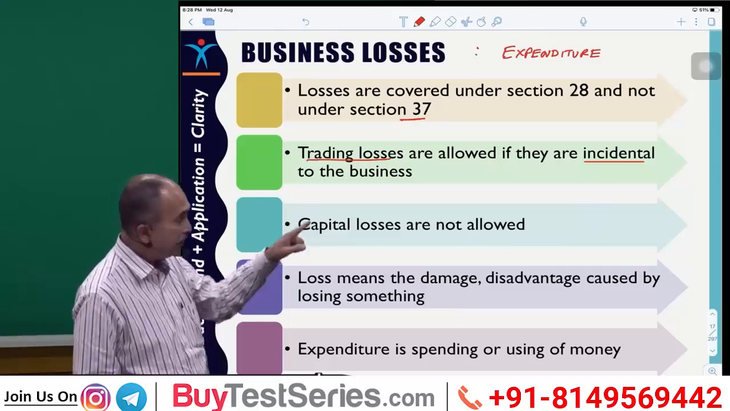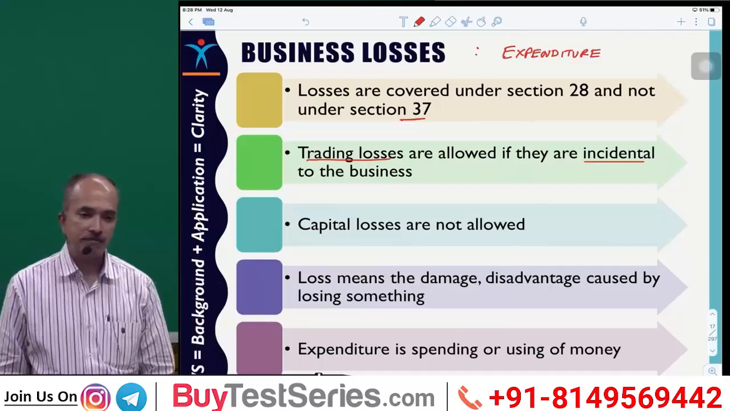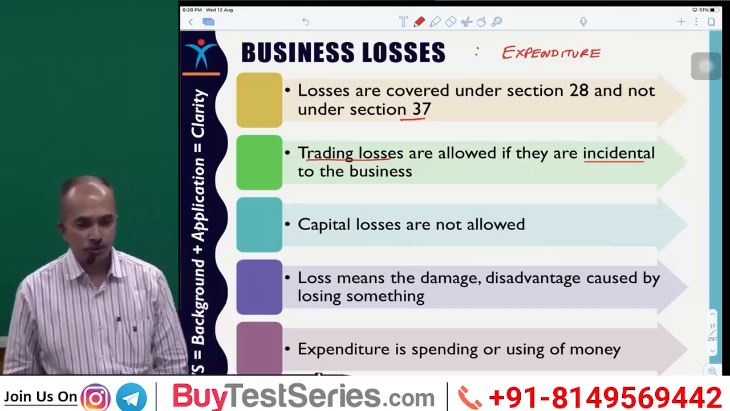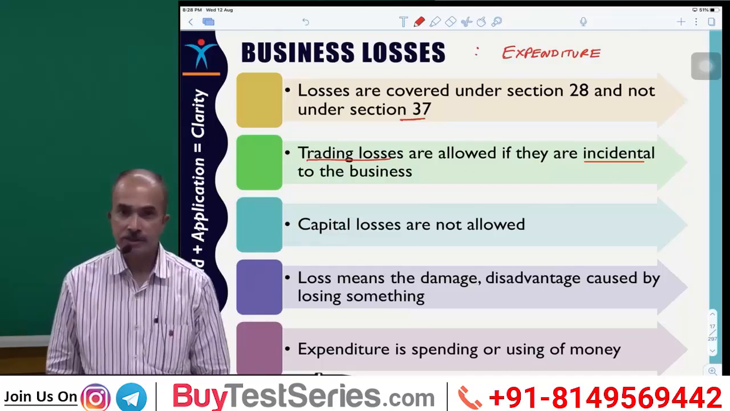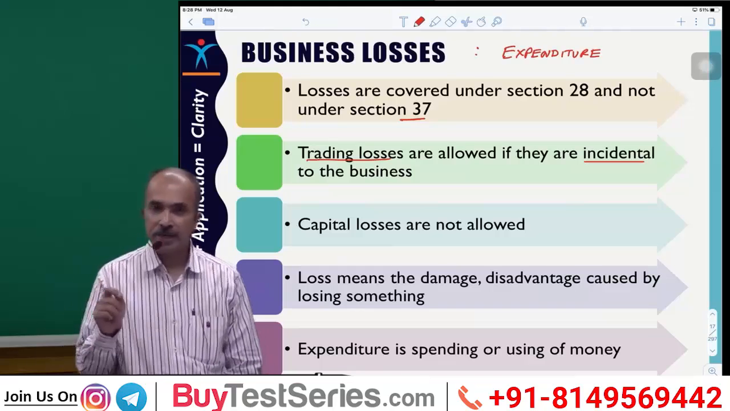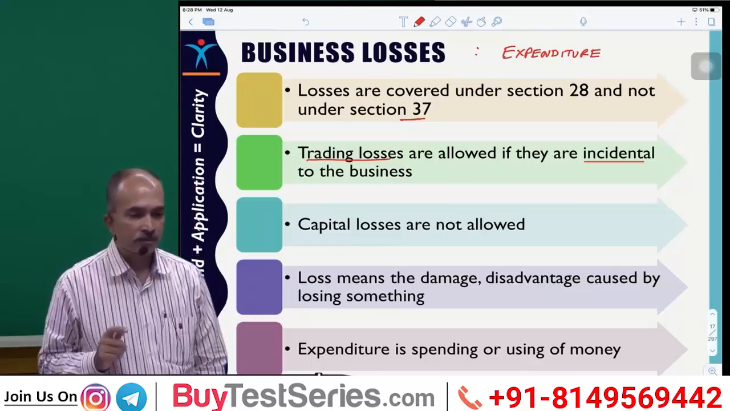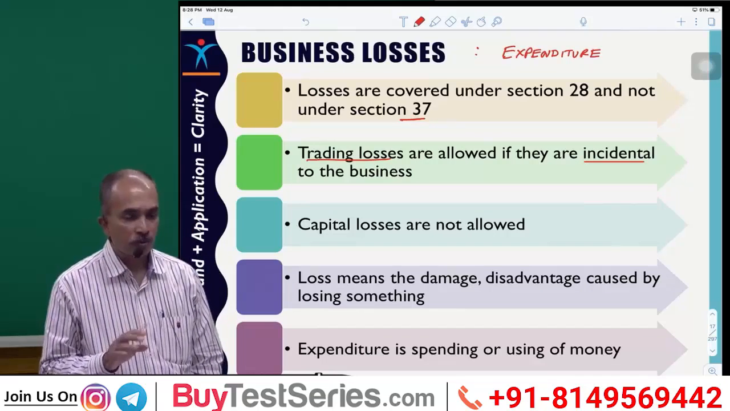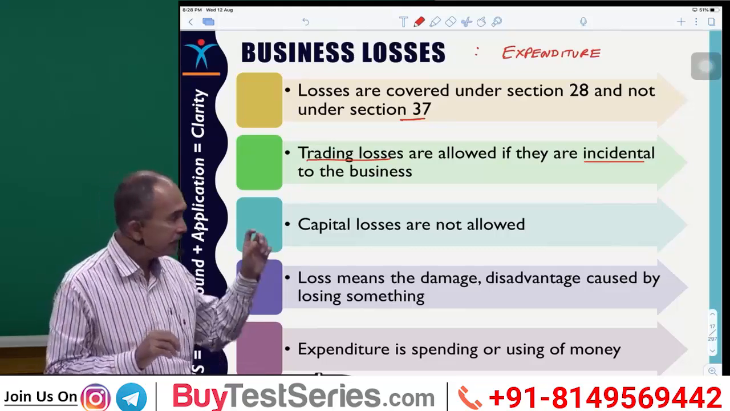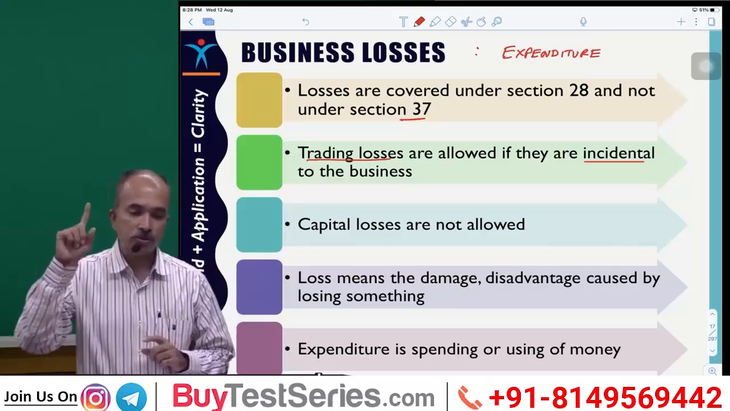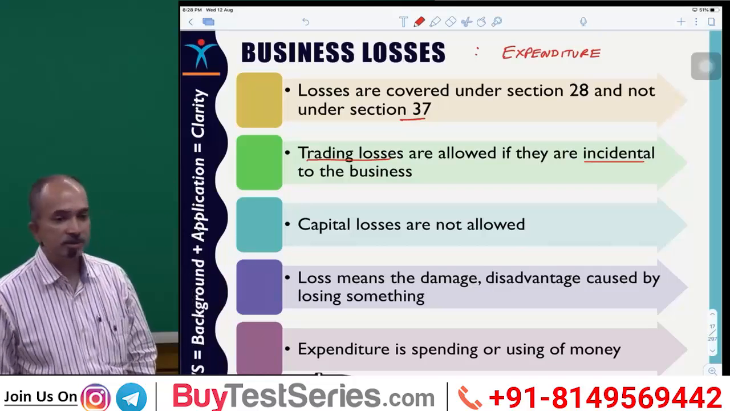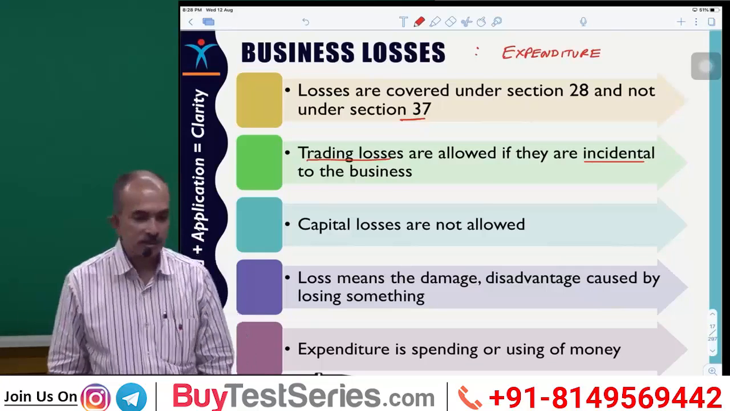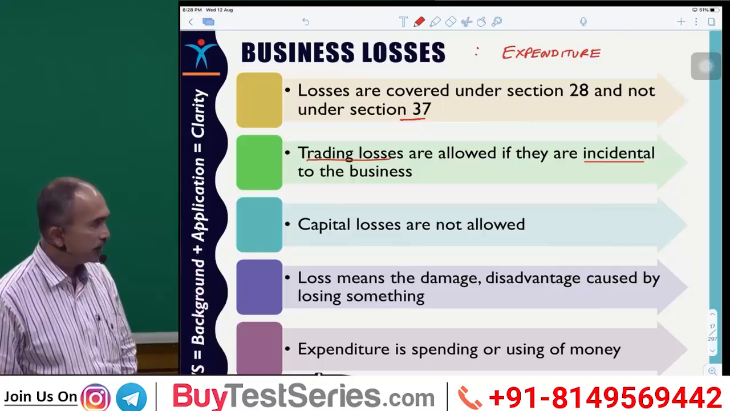But a capital loss will not be allowed. For example, a plant and machinery is destroyed. Capital asset is destroyed. There is a loss in your business, yes. Can this loss be treated as a business loss? No. Though it is a business loss, since it's capital in nature, you will have to go to topic of capital gain. This will not be covered under business at all. तो बिजनेस में इसका डिडक्शन आपको नहीं मिलेगा.